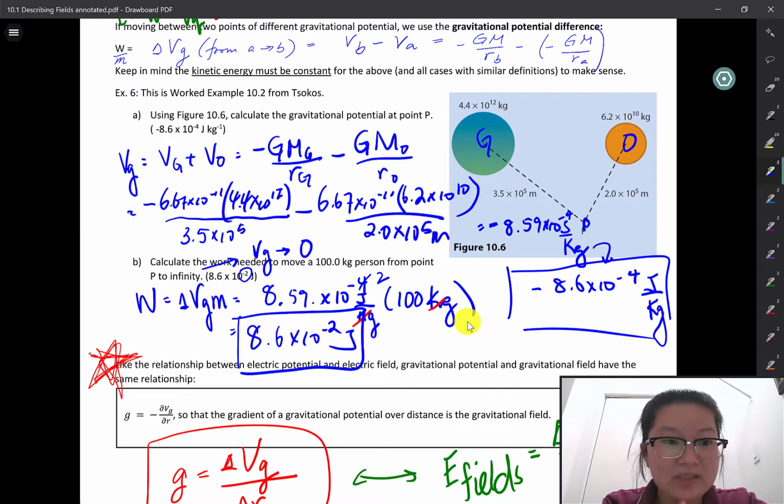That is example 6 from 10.1, describing fields, gravitational potential, gravitational fields.